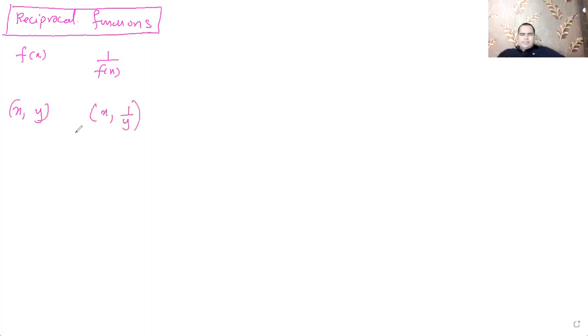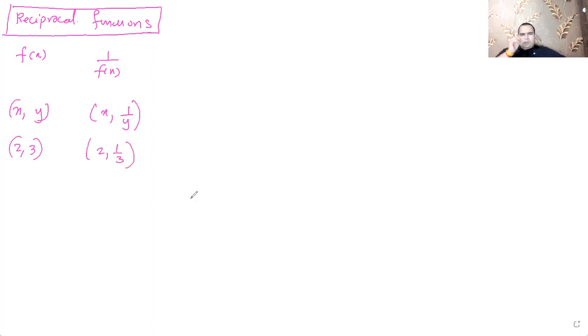What this simply means is that for whatever x values you have, the same y values get reciprocated. For example, if a point is 2 comma 3 on the original function, it is going to become 2 comma 1/3 on its reciprocal function.